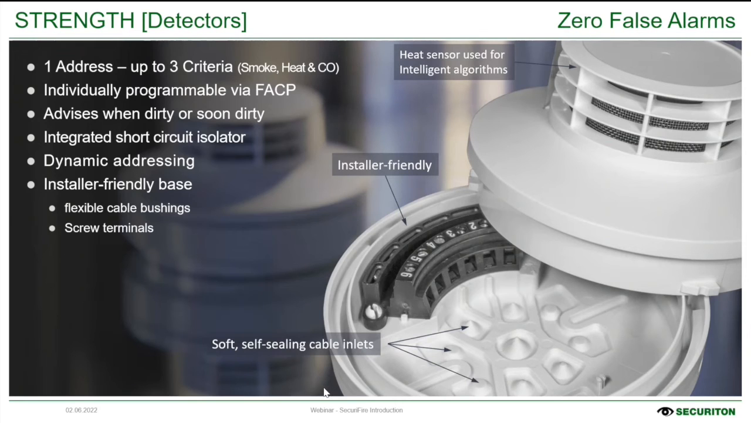Dynamic addressing, which means now if you add a detector, it is just installed directly inside the loop. You just read it out and address. Install-friendly base. What you see, we provide several types of bases with built-in loop switches or without loop switches. Flexible cable, bushing, screw terminals, and so on.